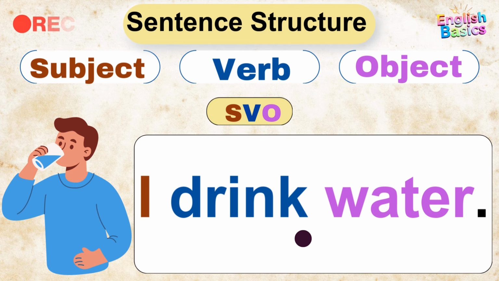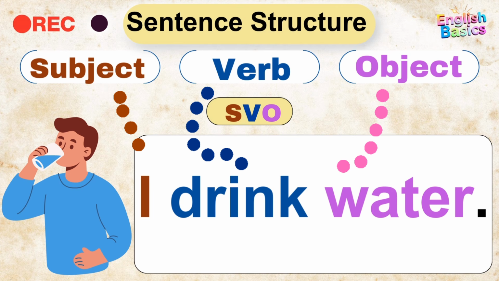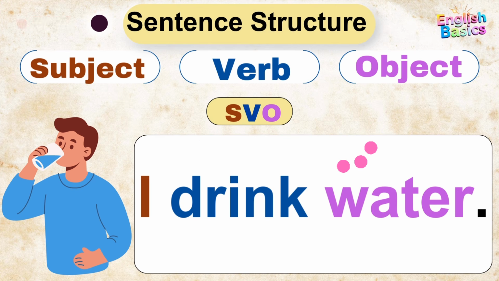Let's look at this simple sentence. But remember the colors, they can help you understand the sentence structure. I drink water. I drink water. I is the subject. Drink is the verb. And water is the object.